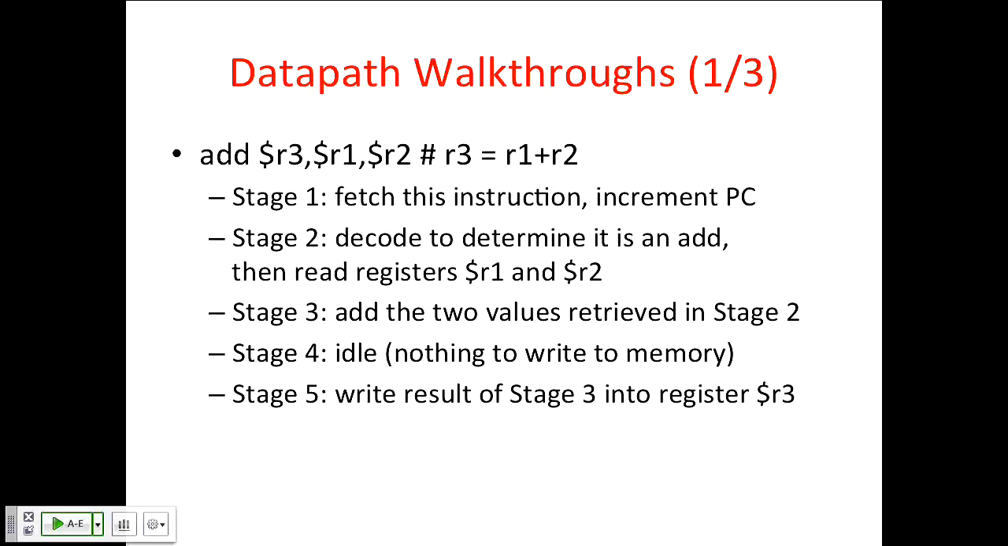So let's do an add. An add like this just puts the sum of R1 and R2 in R3. Stage one, you fetch the instruction and increment the PC. Stage two, you've got the bits back from memory, you look at the opcode and say this is an add, and because it's an add, I need to read registers R1 and R2. Stage three, I actually add the two registers together. Stage four, I do nothing, since I'm not touching memory with just a simple add. In the last stage, I write the result into register R3. So that's how an add instruction is broken down into those five steps.